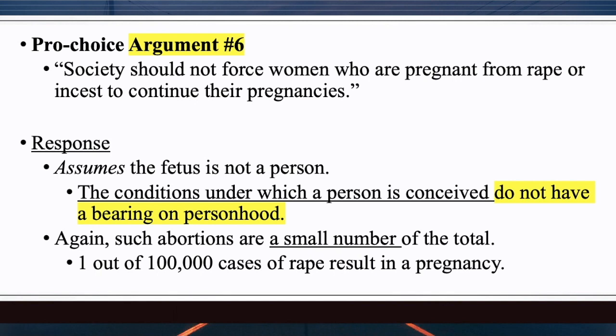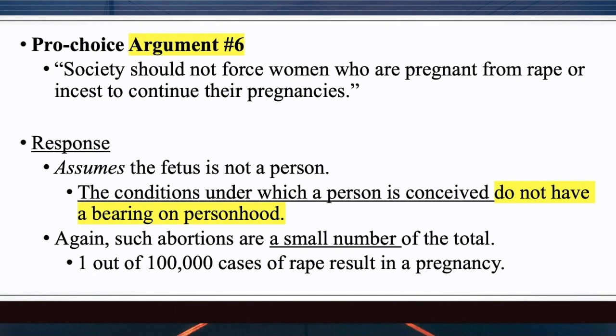Pro-choice argument number 6. Society should not force women who are pregnant from rape or incest to continue their pregnancies. Again, it begs the question, and the pro-choice advocate is assuming the fetus is not a person. The conditions under which a person is conceived do not have a bearing on personhood. Just because they're conceived in this way does not take away who they are as a person. Again, such abortions are small in number. It's usually blown out of proportion by pro-choice advocates to try to make their point.